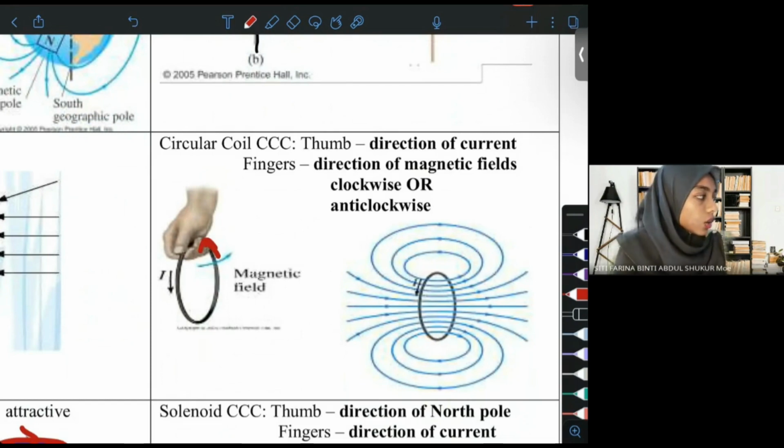Okay, next, we're going to look at the circular coil. Untuk circular coil, I'm trying to find something yang circular di keliling saya, unfortunately. Okay, I know. Alright, untuk circular coil sama juga, your thumb here is going to represent the direction of the current. Fingers ini akan represent the direction of your magnetic field. So dia akan curl dan akan point in the direction of magnetic field dekat sini.